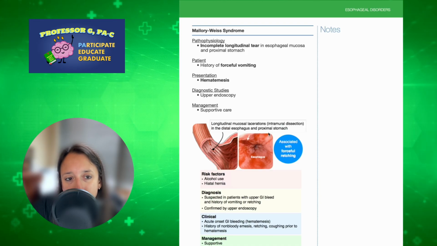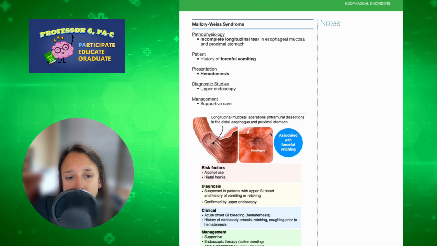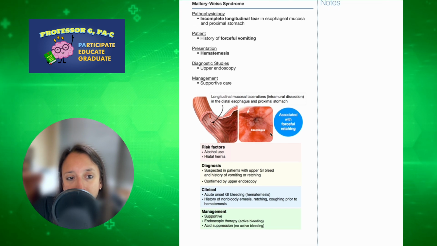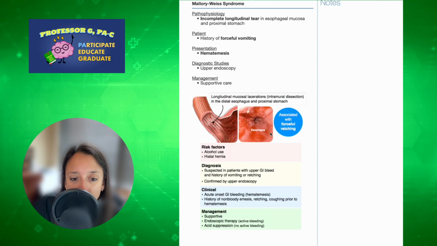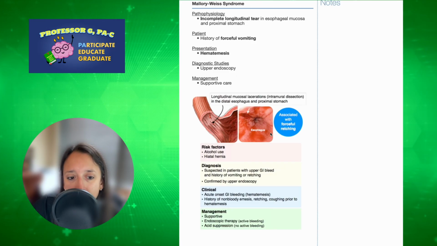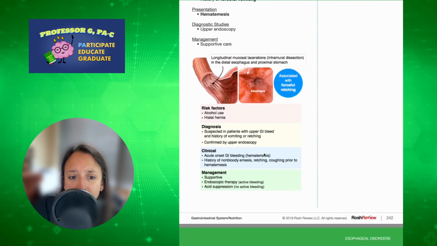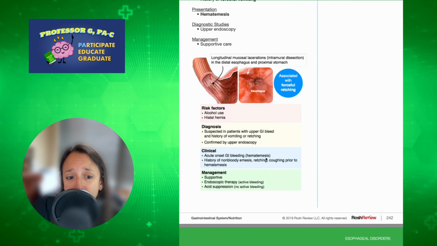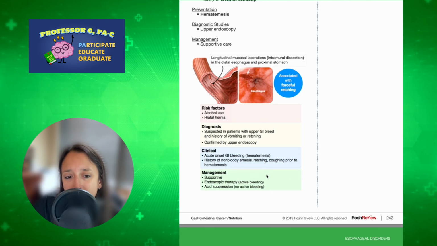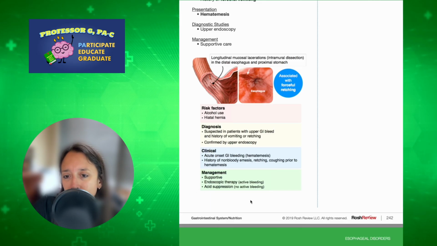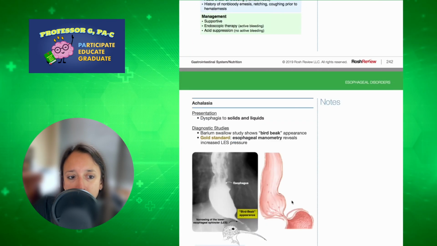And the diagnostic procedure of choice is going to be an upper endoscopy. And most of these are going to resolve on their own without needing any type of treatment. But management would generally be supportive care, which would include placing the patient on a PPI to help it calm down and to help those little cuts heal. Occasionally, when they go in to do the endoscopic treatment, they'll treat the active bleed, but most of the time it's not needed. And acid suppression, we can also add on to that.